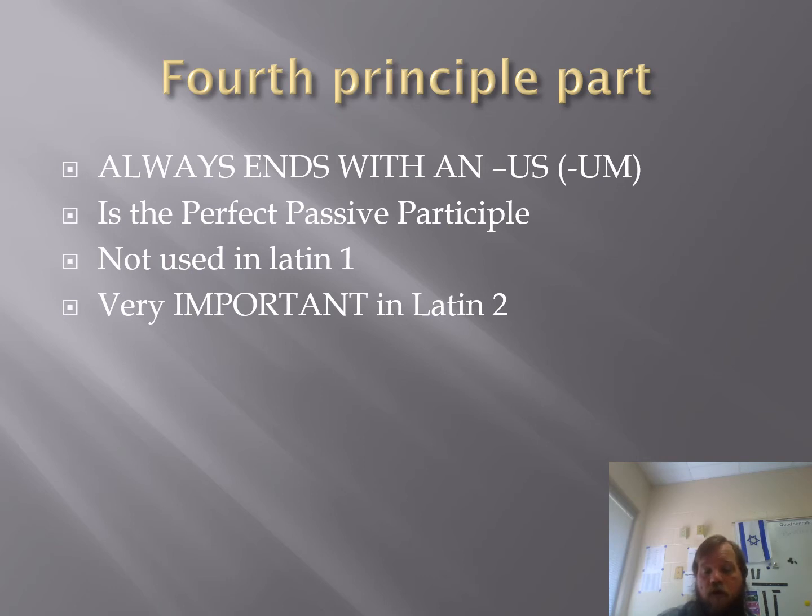So when you learn a new verb, you need to just learn it as amo, amare, amavi, amatus, to love. Even though you won't use amatus in Latin 1, you will in Latin 2, and so you'll need to know it. Okay? It would mean I am being verbed. So in our example of study, it would be I am being studied. But as I said, we will not use it at all in Latin 1, but it'll be presented to you because you need to know it in Latin 2.